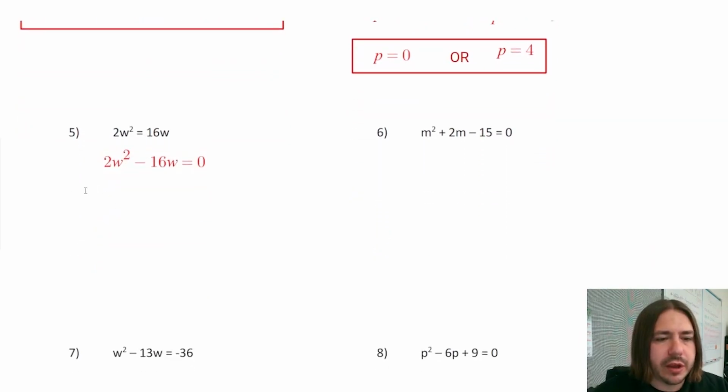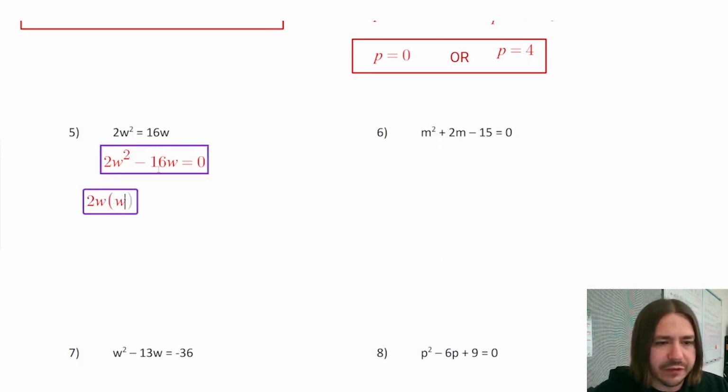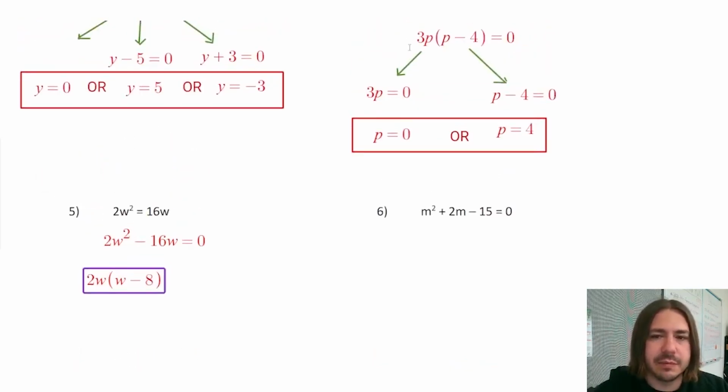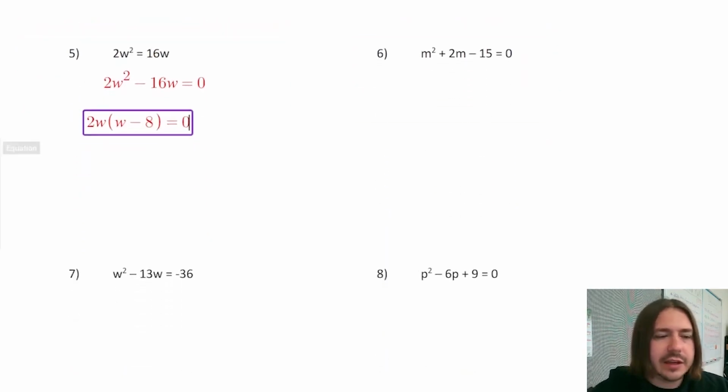Both 2w squared and negative 16w are divisible by 2w. That's going to be the GCF here. If I divide 2w squared by 2w, I get w. If I divide 16w by 2w, I just get 8. w minus 8 would be on the inside, and I can verify that I did that correctly if I distribute this in. So just keep in mind that you're allowed to do that. And now I can set each of these factors equal to 0. So 2w could equal 0, or w minus 8 could equal 0.